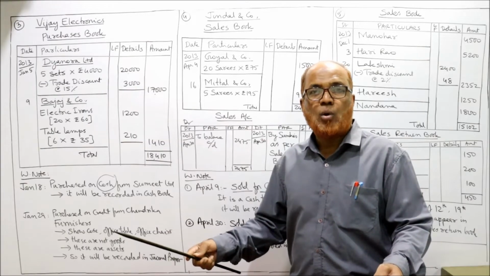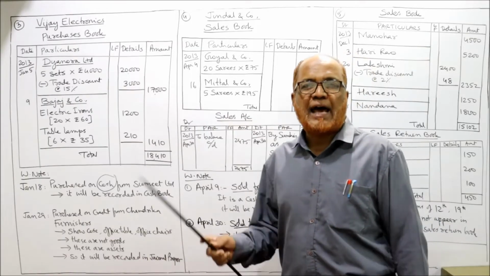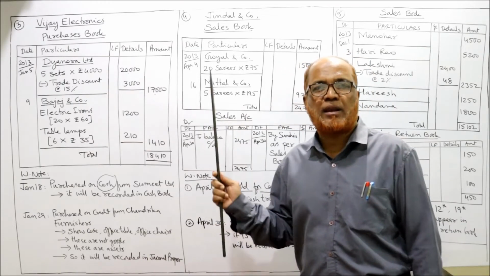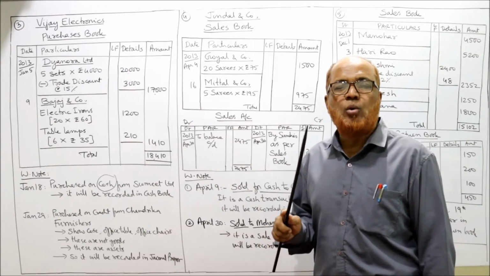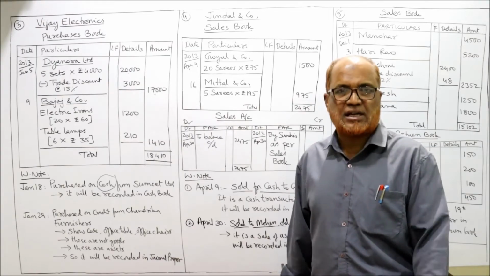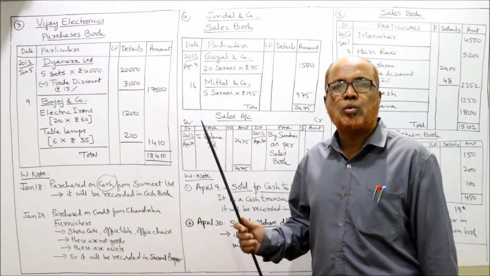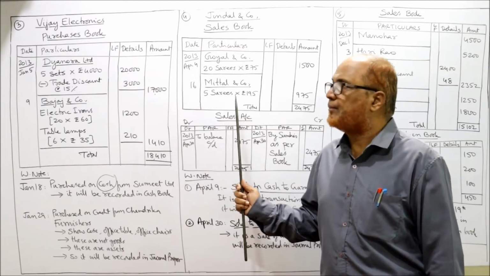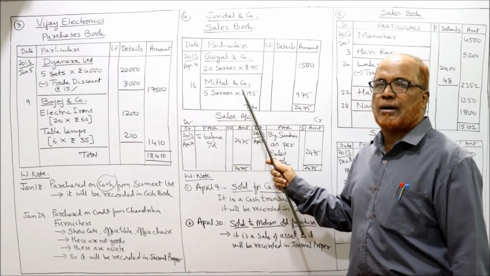Sold to Mohan old furniture. Furniture is an asset. When an asset is sold, it will not be recorded in the sales book. In the sales book, we record only goods sold, not assets sold. So this last transaction will not come in the sales book. So out of 4 transactions, only 2 transactions will appear in the sales book. That is Goyal and Company and Mittal and Company.